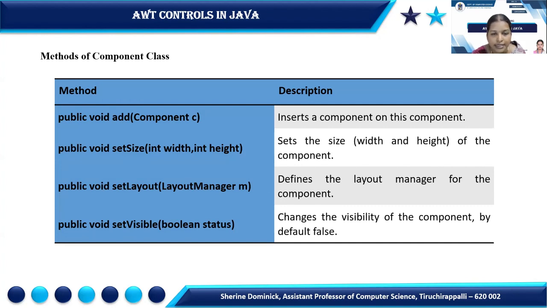The third one is setLayout. The layout manager class along with the object is used to create or define the layout for a particular component. The next method is setVisible. Here we set the visibility of the component, whether it is visible or not. So if we change the visibility of the component, we can make a component disappear or we can make a component visible.